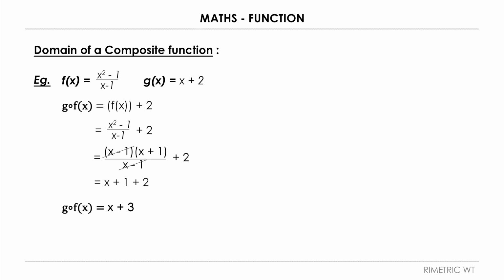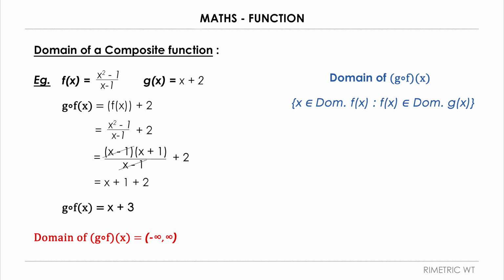The resulting composite function is linear. If we look only at this final simplified equation, we might conclude that its domain is the set of all real numbers, because a linear function is defined for every real number. However, according to the definition of the domain of a composite function, x must first be a member of the domain of the inner function, which is f of x in this case.